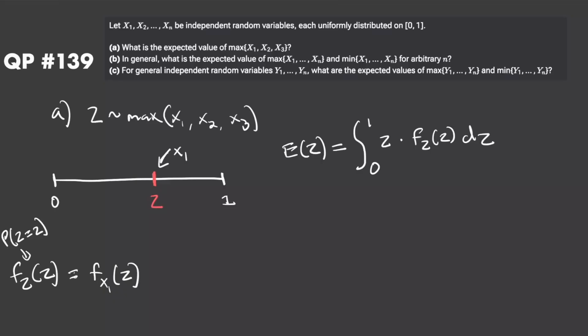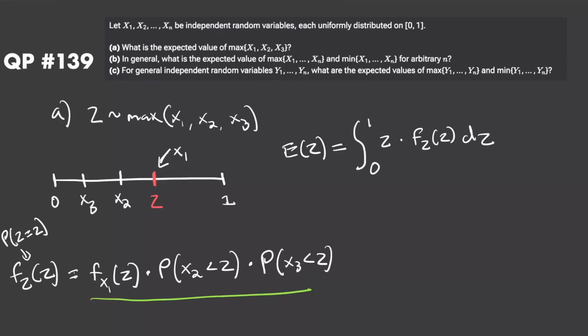Well, that's just going to be the density of x1 at the point z. And in order for x1 to be the maximum at the point z, we need x2 and x3 to both fall before z. Because all these variables are independent, given that x1 is equal to z, the probability that x2 and x3 both fall before z is just the probability that x2 is less than z, and then we can multiply these because they're independent, right? The probability that x3 is less than z. So this right here is the density of the maximum being x1 at the point z.